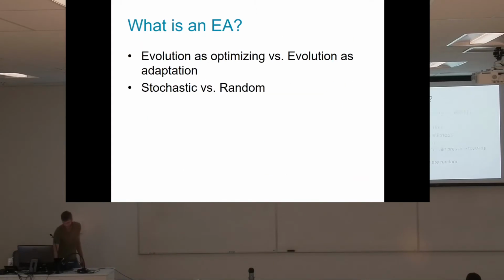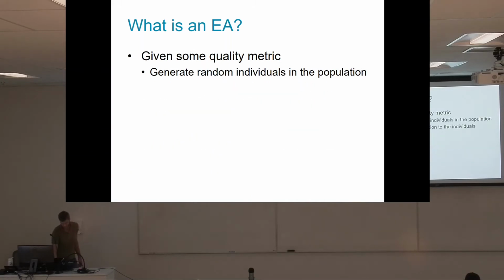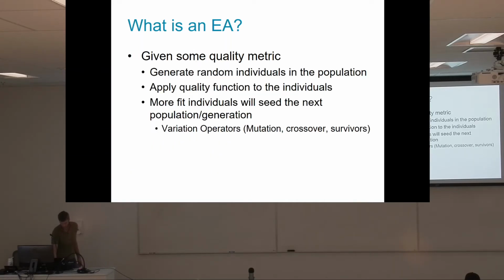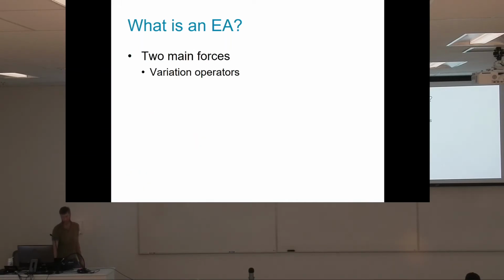So let me go back. Okay, I already did this, right? All right, so there's two main forces. There's the variation and selection. And they kind of have conflicting roles.